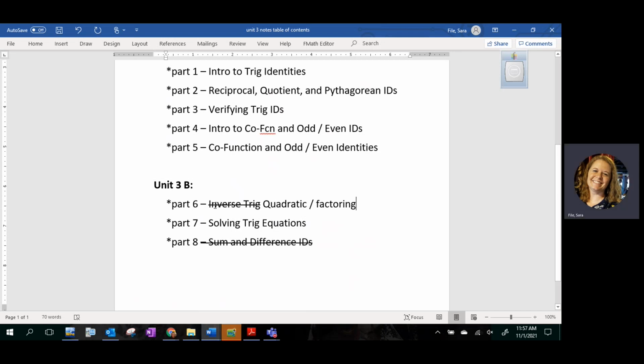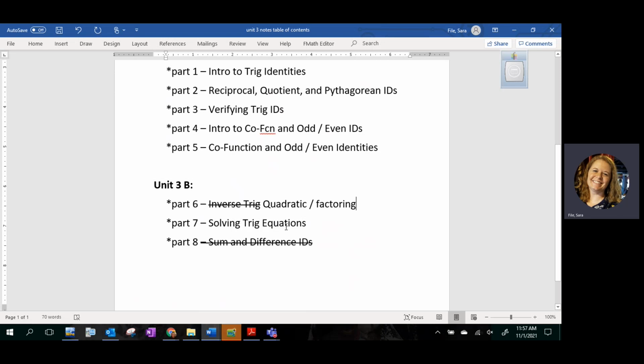So if you want to take out these from the packet and throw them away, you can, or you can just put a line through them. That's up to you. But I handed out this new one for quadratic factoring. And that's what we're going to go over today. And then tomorrow you're going to do some practice on Delta Math with it. And then we'll jump into solving trig equations.